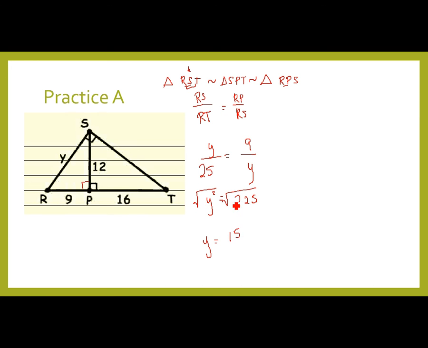Now remember from algebra that the square root of 225 is actually plus or minus 15, but in this case it's only 15 because we can't have a negative length. So the length of y is 15, and that's the answer to practice A.